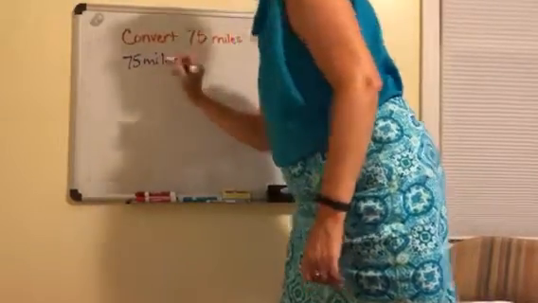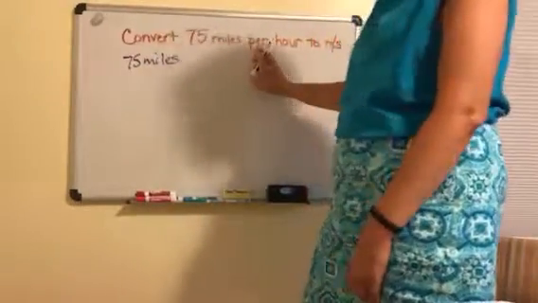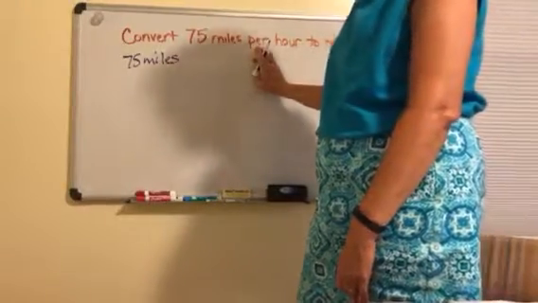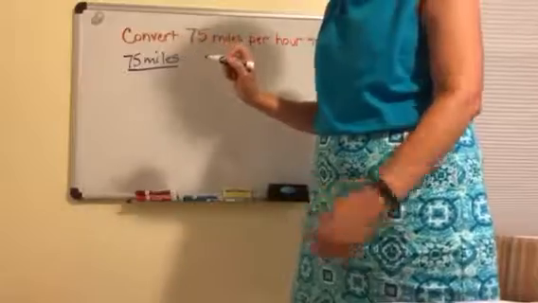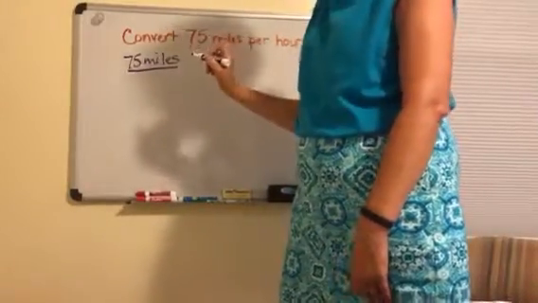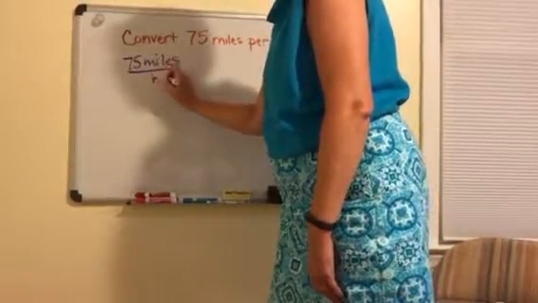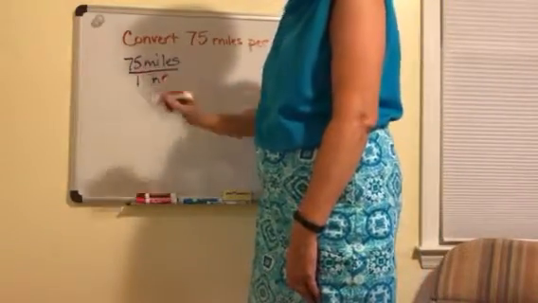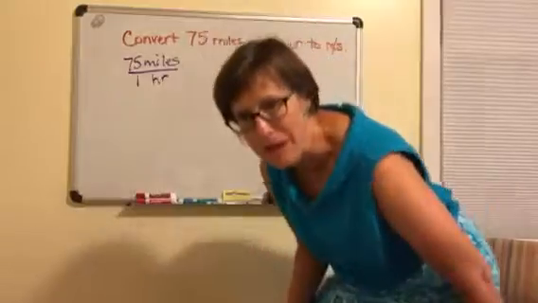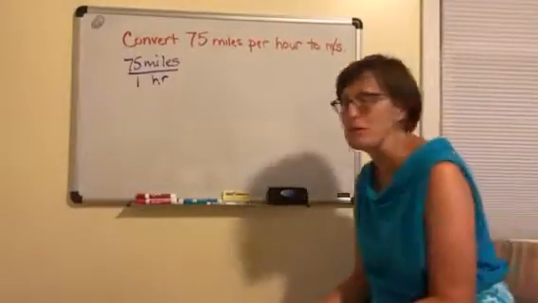Miles are a unit of length, and this word per in word problems means divided by. So we could put that with a big division sign and hours as the unit of the denominator. If you wanted to, you could put 1 with that hours. It doesn't matter because you'd just be multiplying or dividing by 1.